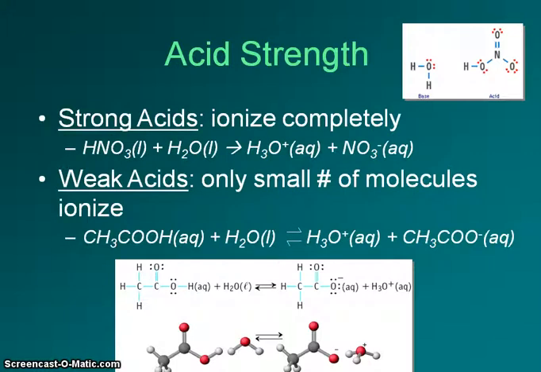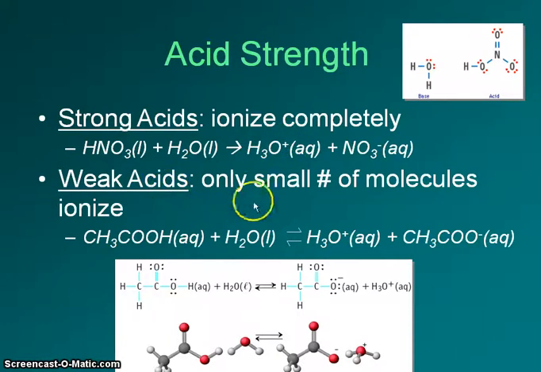There's a table in your book of strong and weak acids and bases. A strong acid is something that almost ionizes completely when dissolved in water. So like this one here, nitric, HNO3, adding to water, almost all of this HNO3 will split into its component ions, so the nitrate ions and the H3O plus ions.